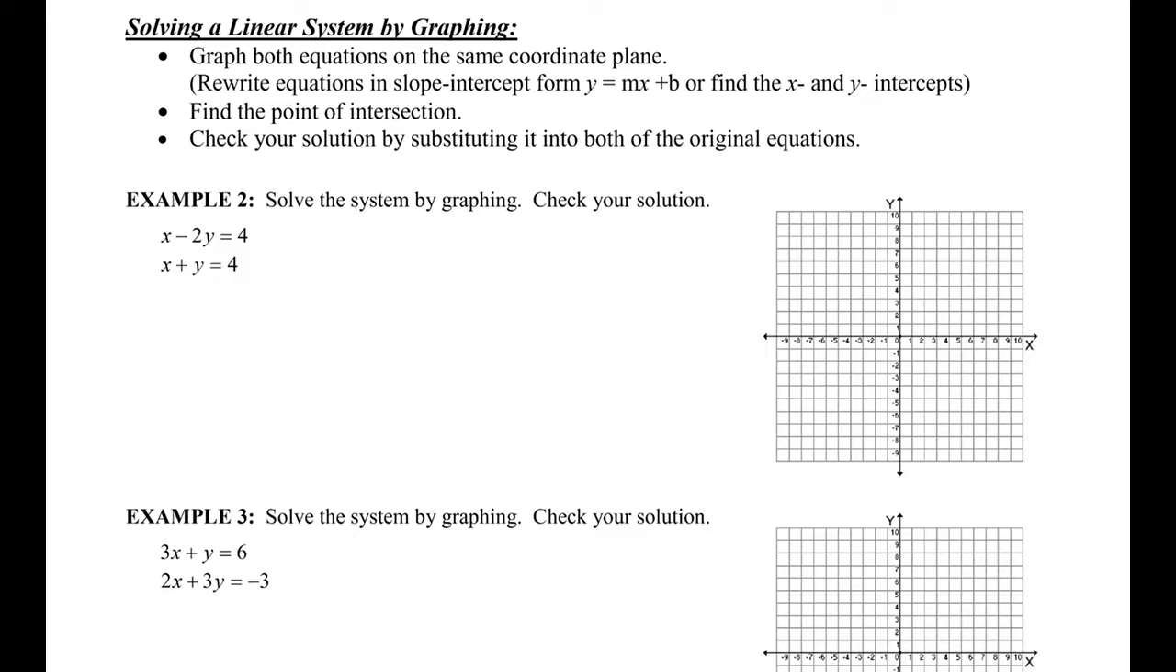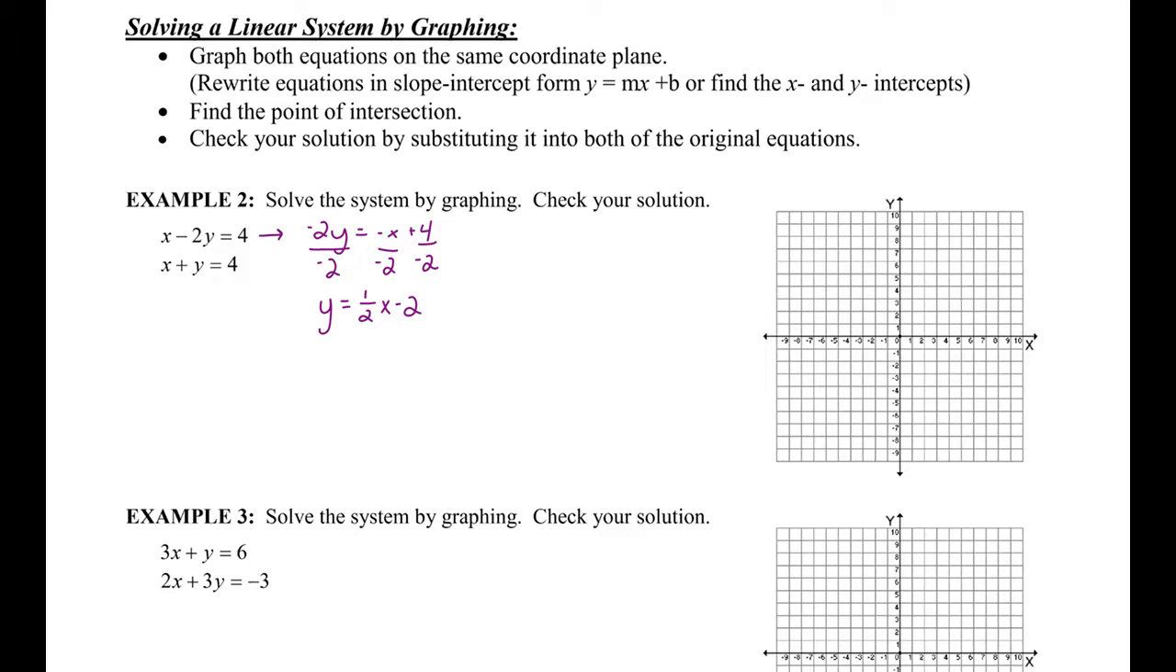So to start, I'm going to solve the top equation for y. If I subtract x from both sides, I get -2y is equal to -x plus 4. Then I'm going to divide everything by -2 to get the equation y is equal to 1/2 x minus 2.